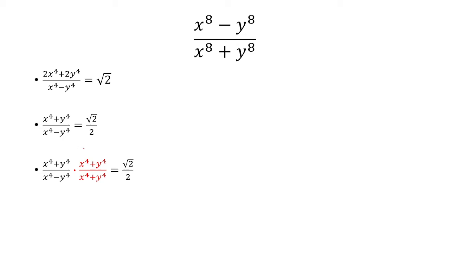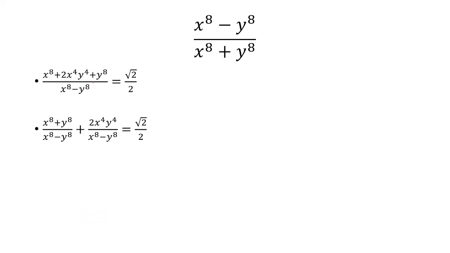Now we're going to multiply top and bottom by x to the 4th plus y to the 4th. And we get x to the 8th plus 2x to the 4th y to the 4th plus y to the 8th power. And that's going to be over x to the 8th minus y to the 8th. So keep in mind, we want to have the x to the 8th and y to the 8th. So these are good. Except this 2x to the 4th y to the 4th, that needs to get replaced by something. So we need to figure out a way to substitute that out.